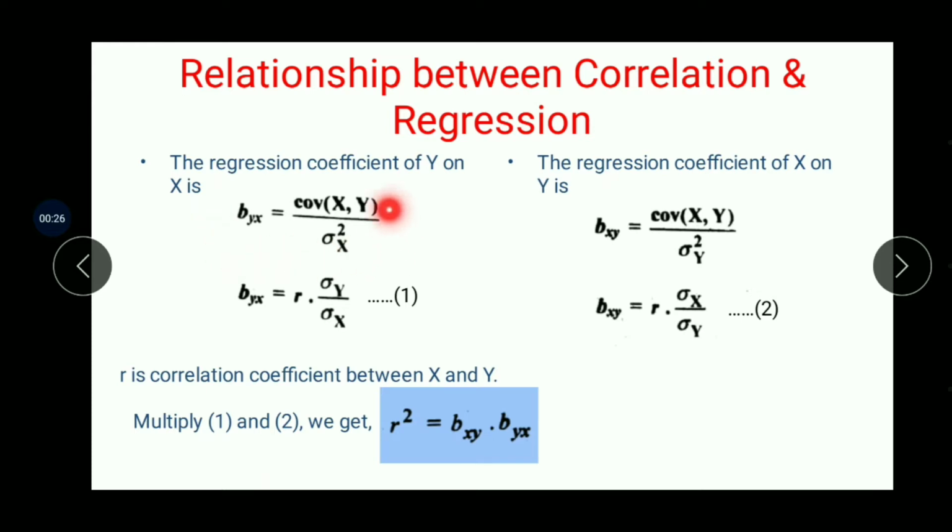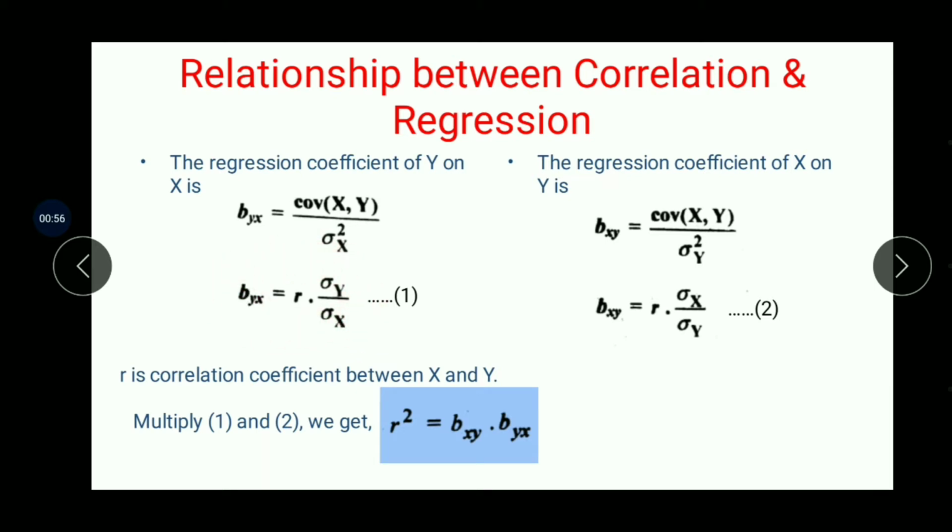Regression coefficient of y on x is given by this formula, covariance of xy upon sigma x whole square. So we will substitute the covariance of xy equal to r times sigma x into sigma y, and sigma x in the numerator will be cancelled by one of the sigma x square here, and we will be left with only this term as byx equal to r times sigma y upon sigma x.